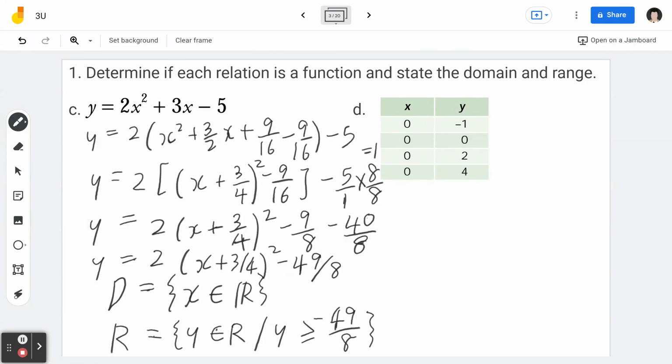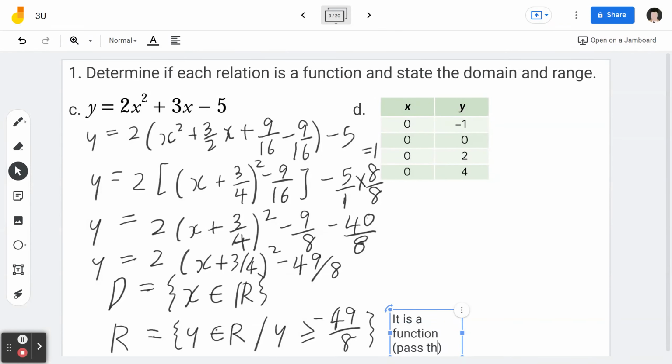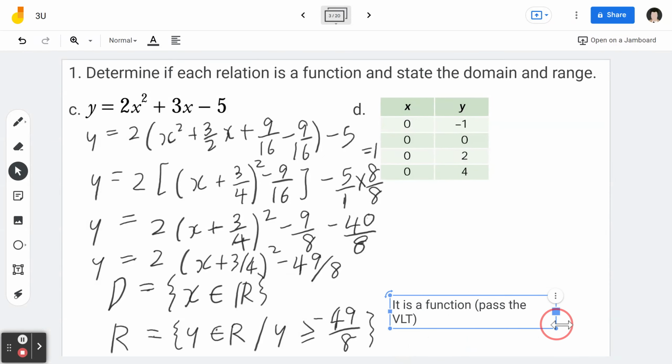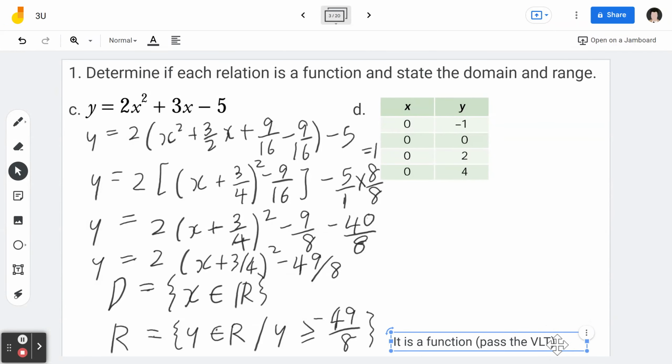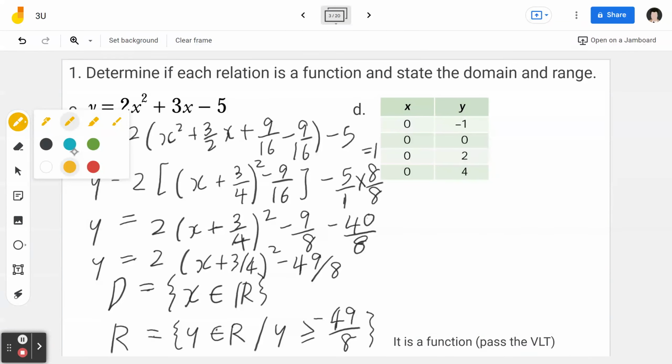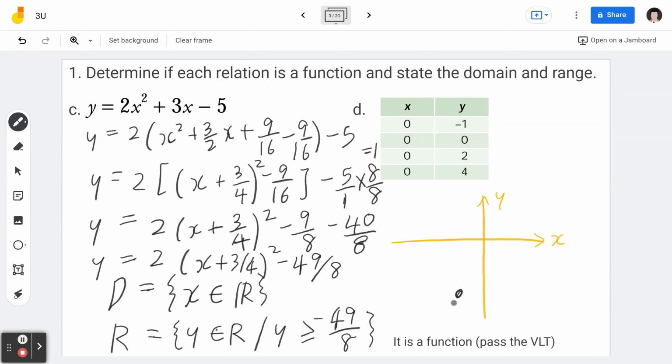And of course, they're also asking, is this a function? And of course, since this is a parabola, it's going to open up. So it's a function for sure. So it is a function, again, because it passes the vertical line test. Now, again, I didn't forget the dual mindset. I'm going to sketch the graph right now so you can see why this makes perfect sense. Now, again, roughly speaking, it's not a perfect graph, but it's good enough for the sake of this example. This is the vertex, and we know it's located at negative 3 divided by 4, negative 49 over 8.